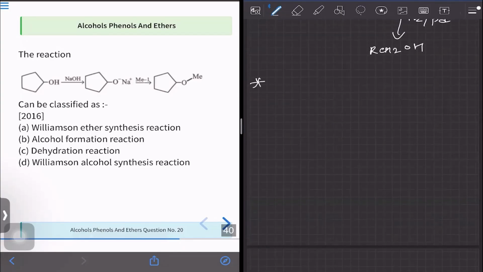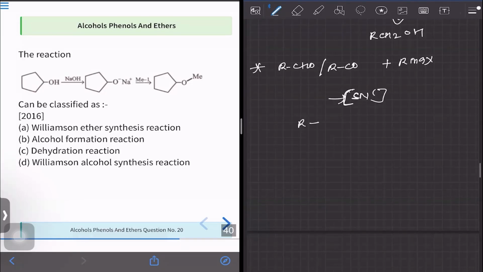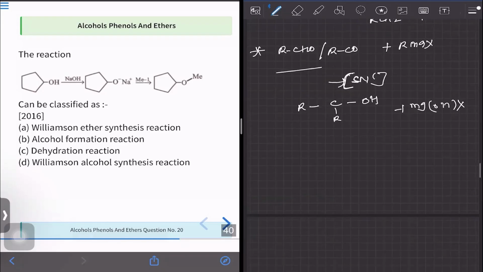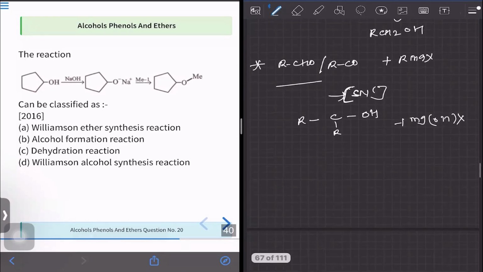Next, from aldehyde or ketone in the presence of Grignard reagent. We all know what a Grignard reagent is, that is RMgX. It undergoes a nucleophilic addition reaction. Then it produces ROH. It produces alcohol and MgOH. So from these many reactions we are able to produce alcohol.